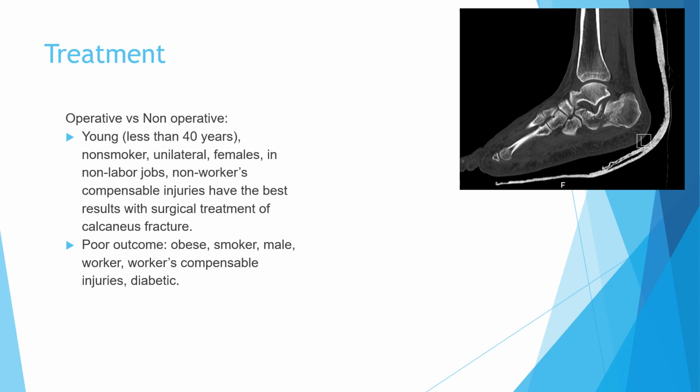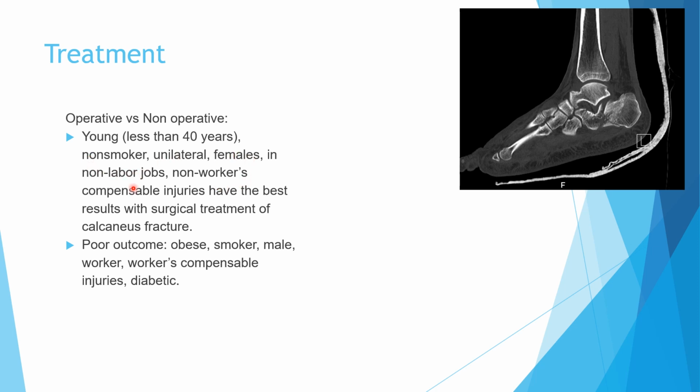We know that operative treatment gives the best result in young patients, less than 40 years old, non-smokers, very important, and non-diabetic patients, with unilateral injuries. Patients who have bilateral injuries don't get as good a result. Females get better results than males. This is very important. Non-labor jobs. Especially with patients who work in construction, you have to tell them that we can do operative treatment, but the result may not be as good because they will be working on concrete and unlevel ground.